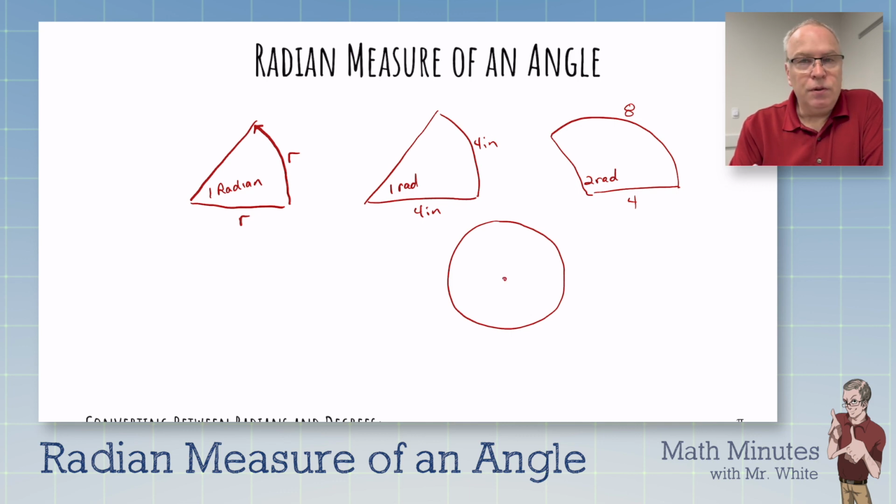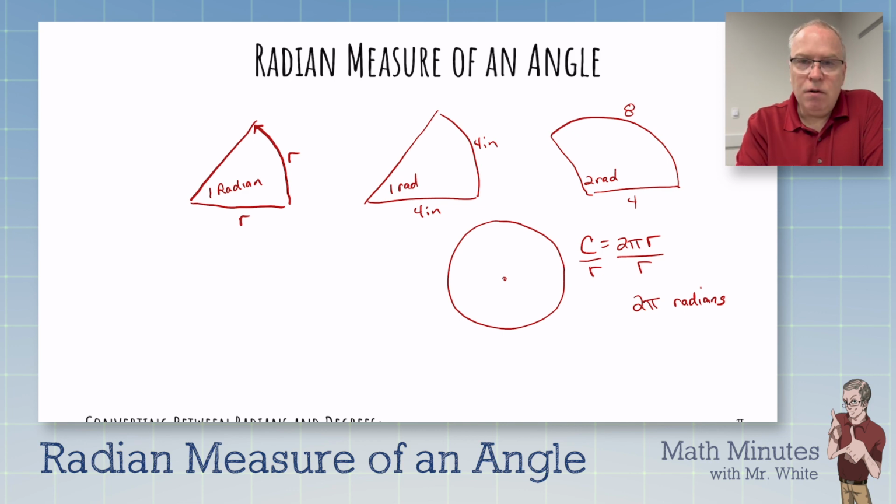Now, let's start thinking about this all the way around the circle. All the way around the circle is called the circumference, and circumference is 2 pi r. So the number of radians is the arc length divided by the radius. So if we go all the way around the circle, we've traveled 2 pi r. And what happens if we divide by the radius? We get 2 pi, and that is the radians for going all the way around a circle.